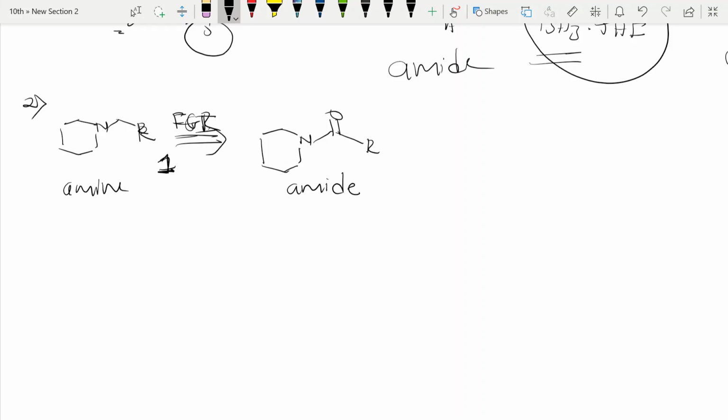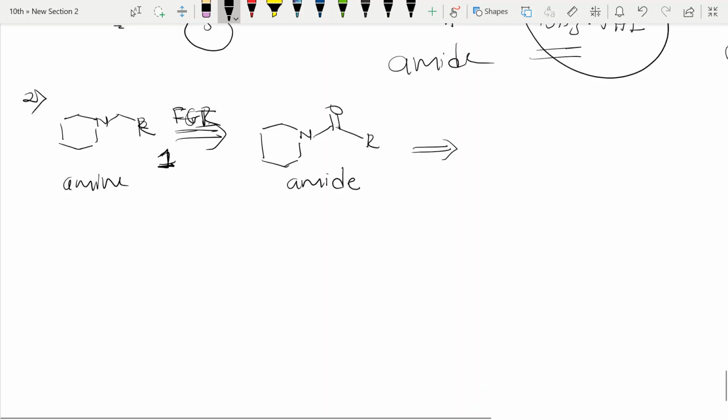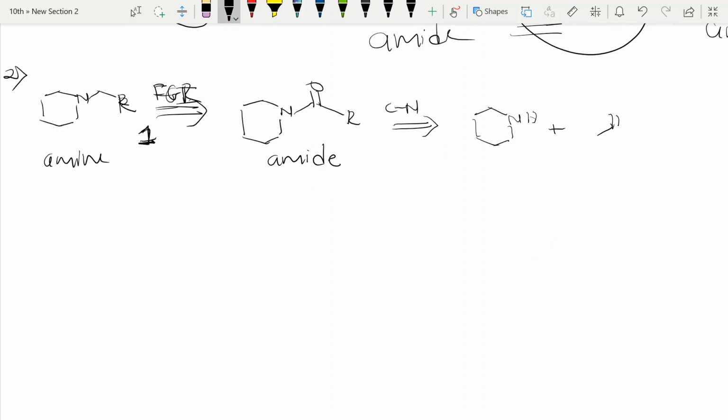You may ask me, sir, why should we convert only into amide? Is there not any other form? Yes, it is there. That thing I will explain with time. No need to worry, right? So the amine I have converted to amide by functional group interconversion. How it happened, we'll get to know while writing the reaction. So here I am telling the retrosynthesis, right? So NH, so here this thing, and here COR Cl. So this is the product.